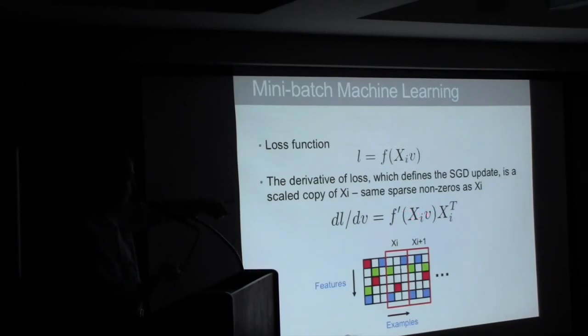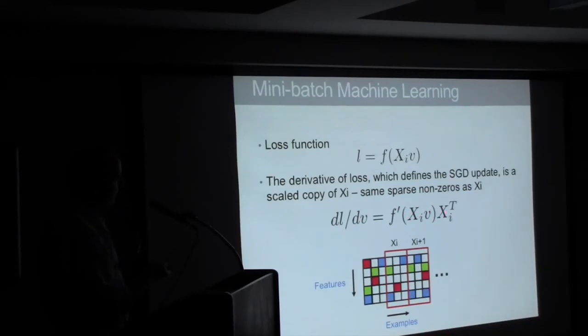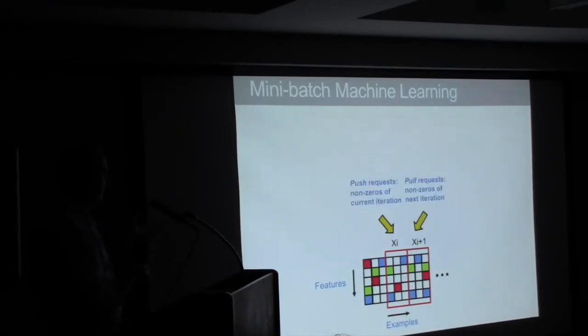It should be obvious also that when I want to do this product, I again only need the V values that correspond to the non-zeros in X. So I want to pull in those feature values, and then push out gradient updates for the same feature values. Hopefully that gives you an idea of why sparse Allreduce has to be sparse first of all, and also why it has to, in general, change the pushed and pulled features at each step.